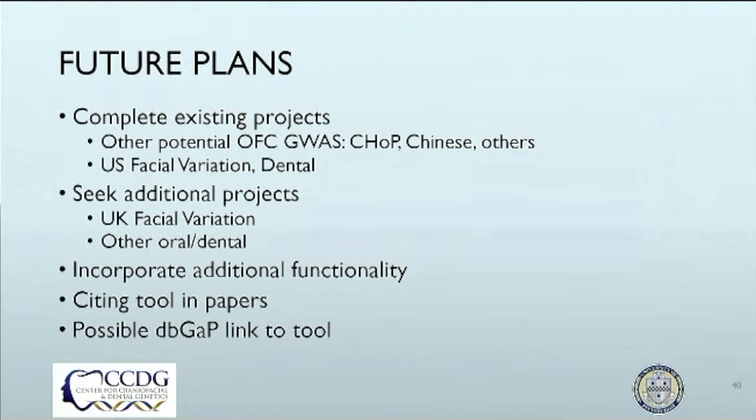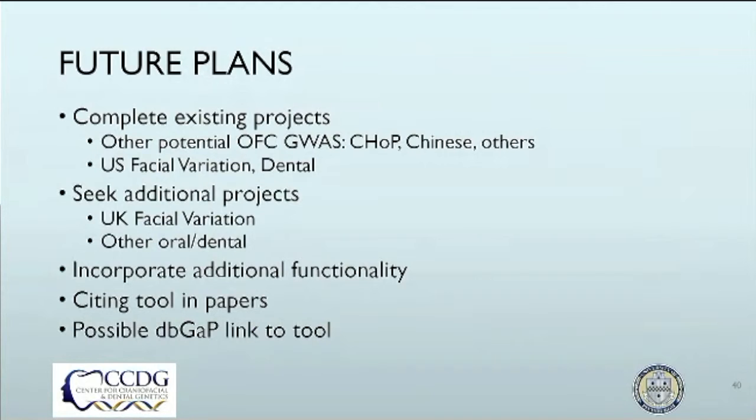Okay, so in the coming year, we have a number of projects that we're in the middle of getting up on the site. So we have some other OFC-GWAS data from Children's Hospital of Philadelphia, for example. We have some Chinese collaborators that we're negotiating with. We have the U.S. facial variation projects that I mentioned. We have most of the work done for the 3D facial norms, and we'll be working with Dr. Spritz and his group for the Tanzanian results, but those won't go live until the initial papers are published.